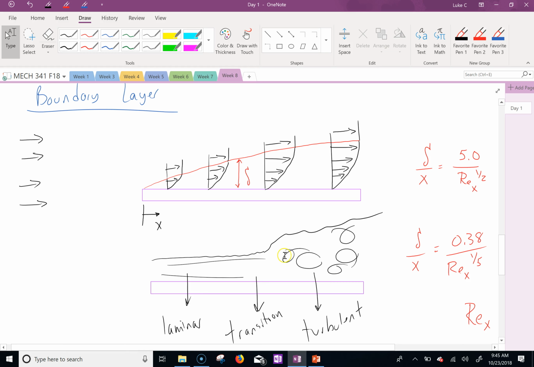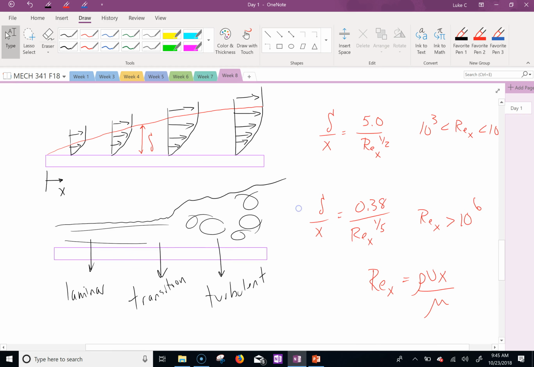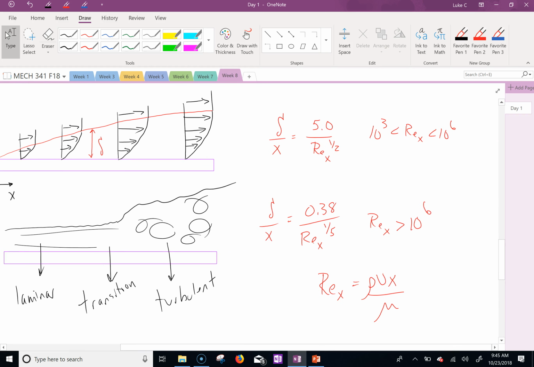So you can figure out how thick that boundary layer is by that equation right there, the top one. That's for laminar flow. The bottom equation is for turbulent flow. In turbulent flow, if you remember from first fluids, it's kind of an erratic circulation. It's not nice and smooth and clear.